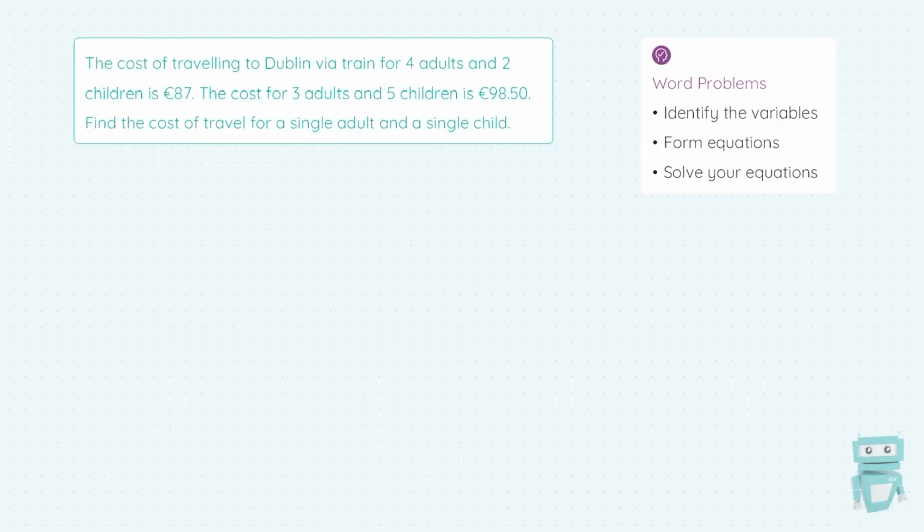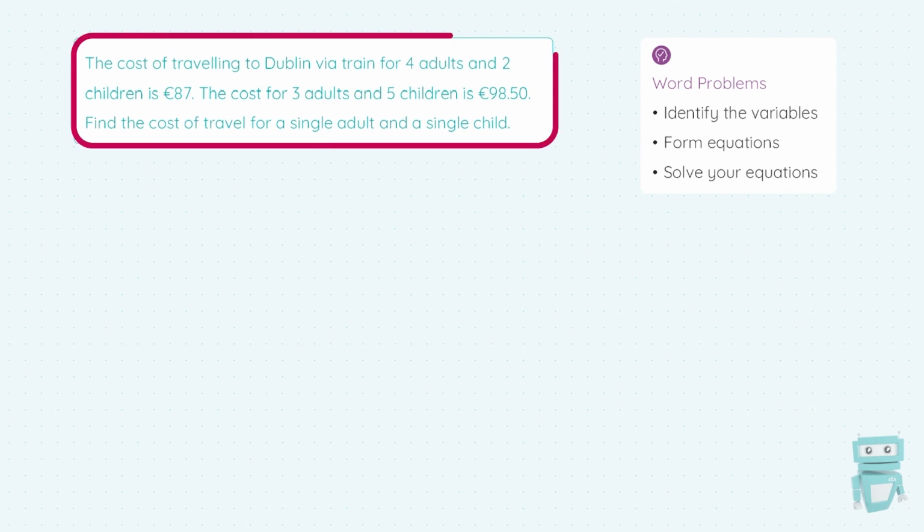Hey there, it's Stephen here with Studyclix, and in this video we're looking at word problems in simultaneous equations. Now whenever we're faced with a word problem here, there's going to be three steps we'll follow. First we'll identify the variables, then we'll form equations, and thirdly we'll solve our equations. So let's take these steps and apply them to a question and see them in action.